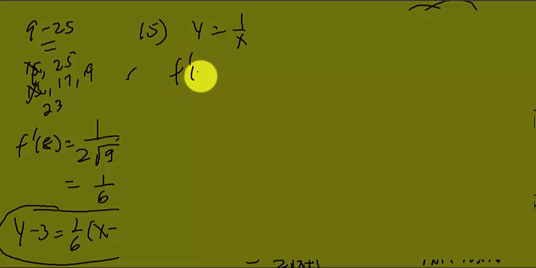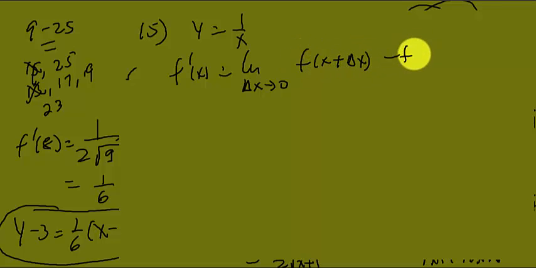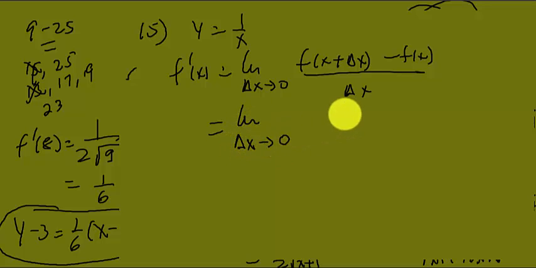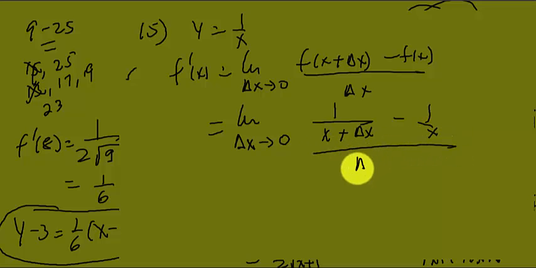F prime of x is equal to limit as h goes... I'll use delta x this time. Limit as delta x goes to 0 of f of x plus delta x minus f of x, all that over delta x. That is the definition of a derivative. Now we're going to apply that definition to this specific function. When I do that, I get 1 over x plus delta x minus 1 over x on the top, all that over delta x.